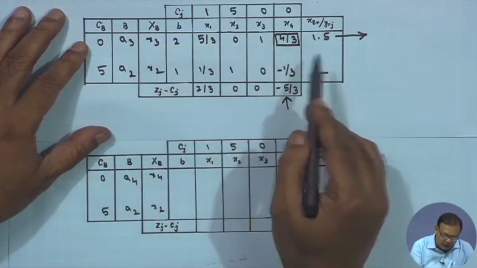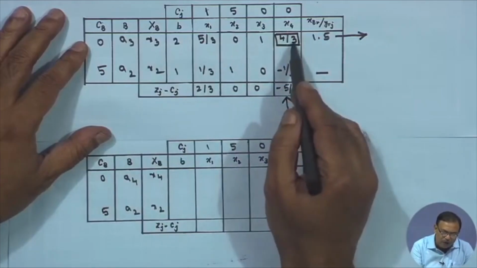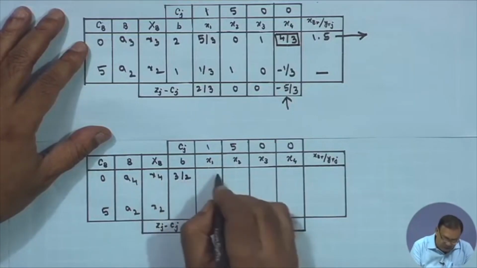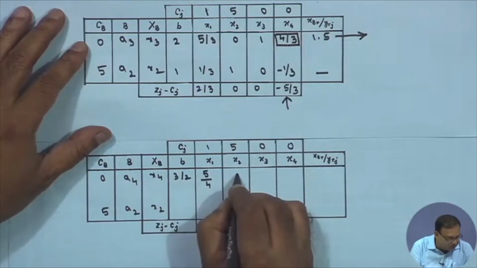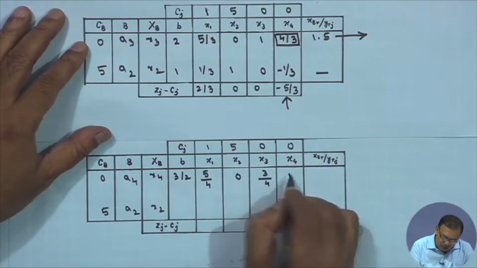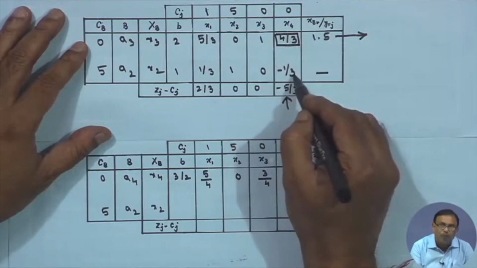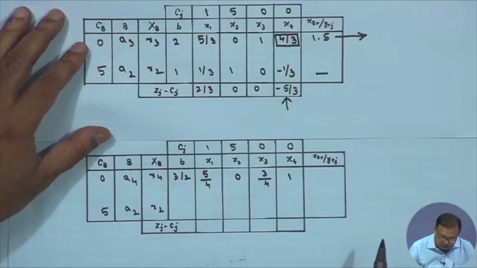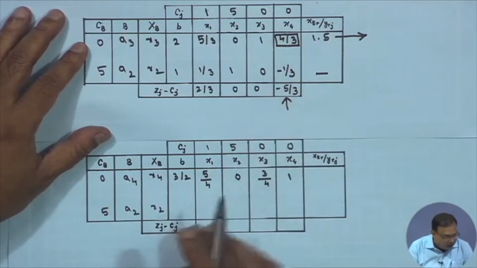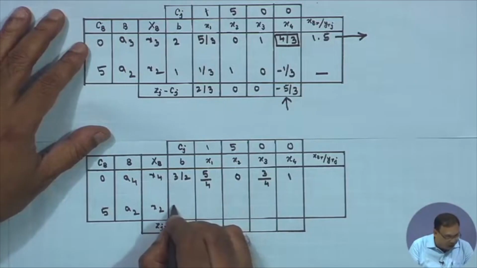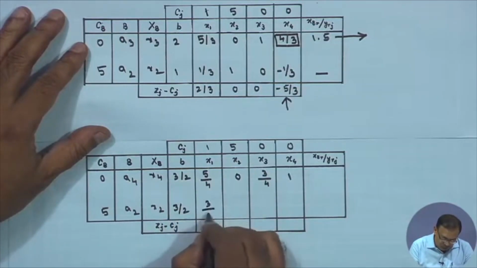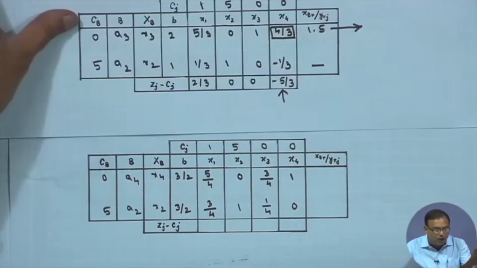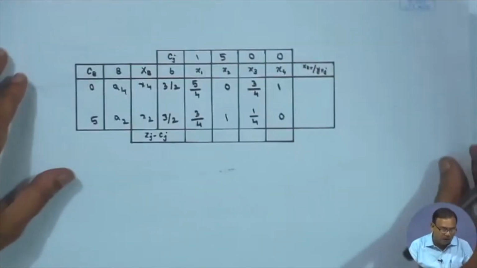Now, from here you can directly calculate these values. I have to make this as 1 and this as 0. So, it will become 3 by 2, 5 by 4, 0, 3 by 4 and 1. This column is 1 and I have to make this one 0. So, R 2 minus something into R 1, 4 into R 1 plus, will give you the result. So, it will become 3 by 2, 3 by 4, 1, 1 by 4 and 0. After this operation you will obtain the matrix like this.